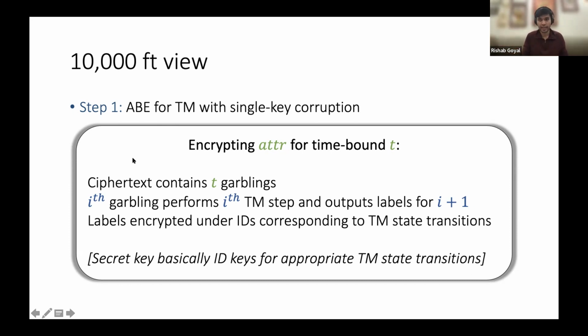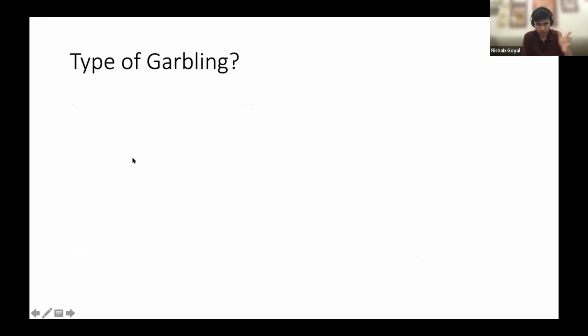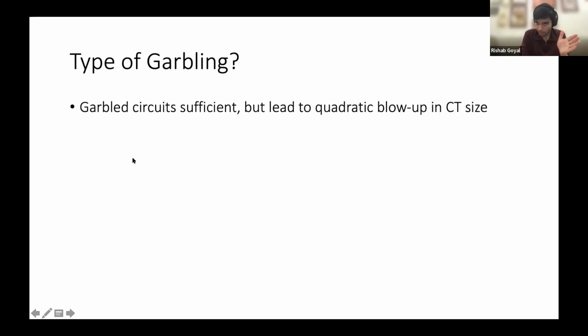Basically, during decryption, I will run the first garbling. That's going to give me an encryption of the wire labels for the next garbling. Those encryptions can be recovered depending upon my state transitions. That's the high level idea. I invite you to look at the full version of the paper to see how we execute this. But just throwing in a little more detail, what type of garblings do we need? It turns out garbled circuits could be sufficient, but they lead to a quadratic blow up in the ciphertext size if you just use them naively. We show that using garbled RAMs, we can make it linear, much more efficient.